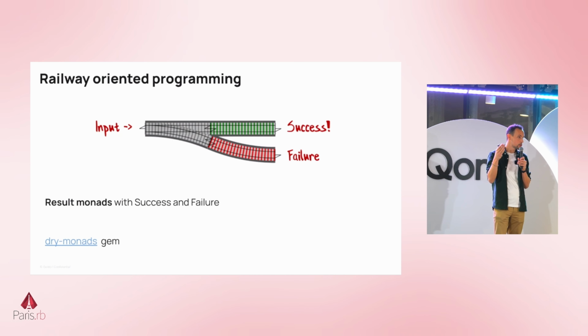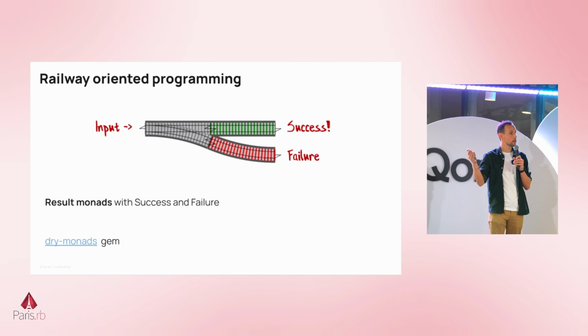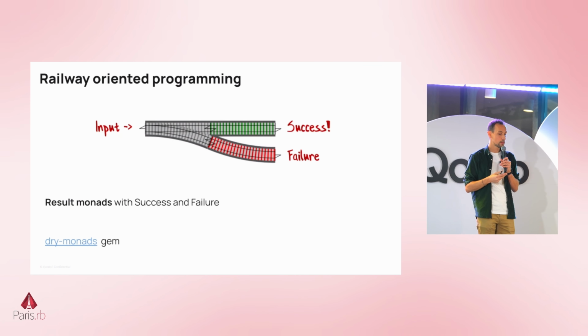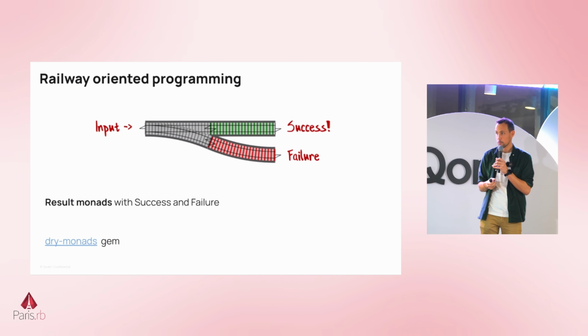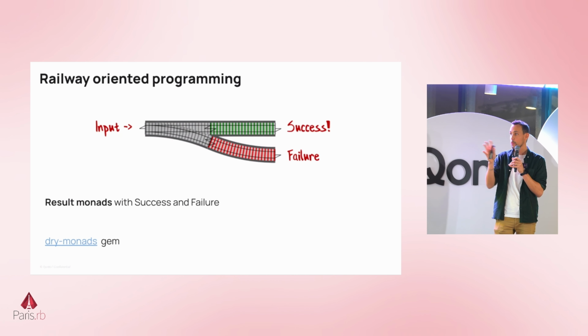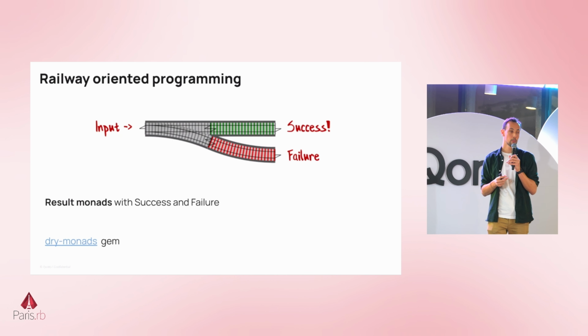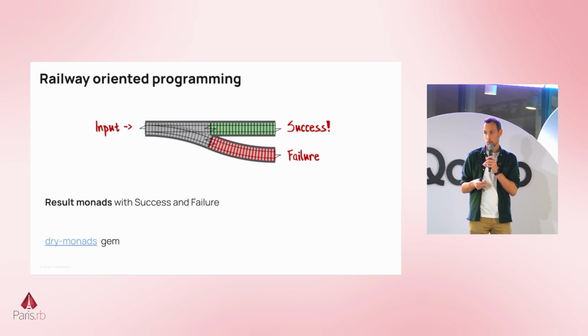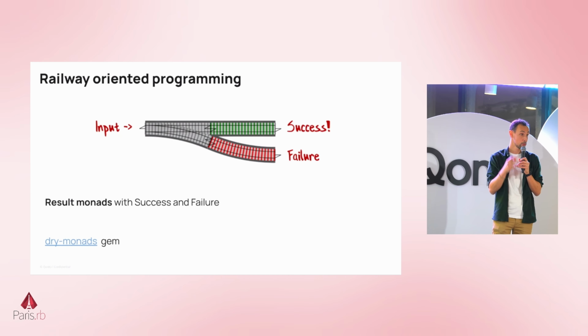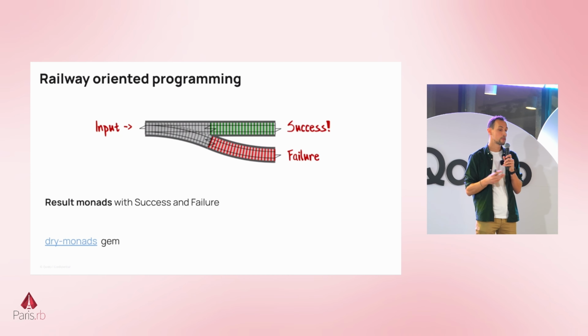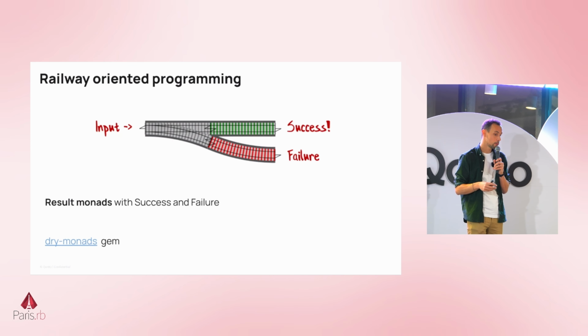That's why we expose either success or failure for everything that is called in our public interfaces. The tooling to reach this is what we call the result monad, which comes from the dry-monads gem. For those who know, this is a gem that is available from the Paris.rb suite, which provides a lot of different tools for a Ruby application.